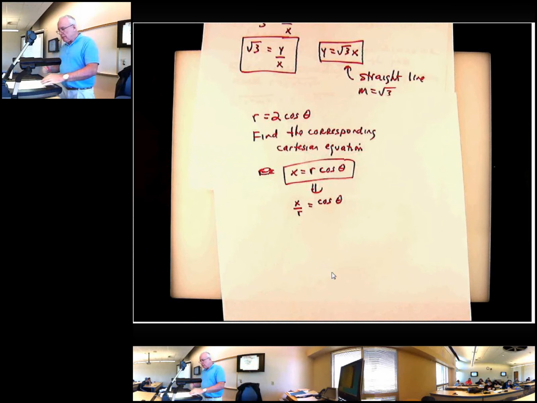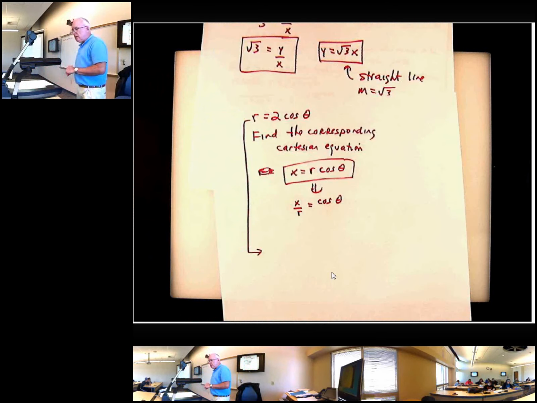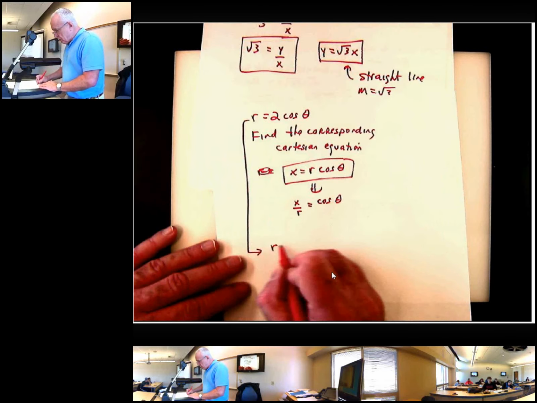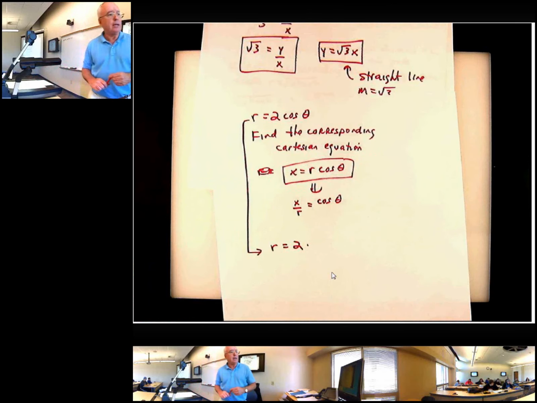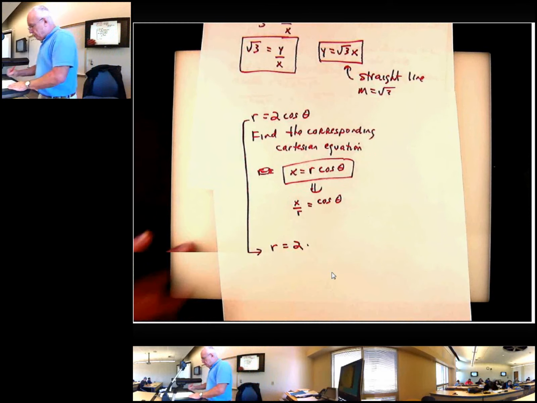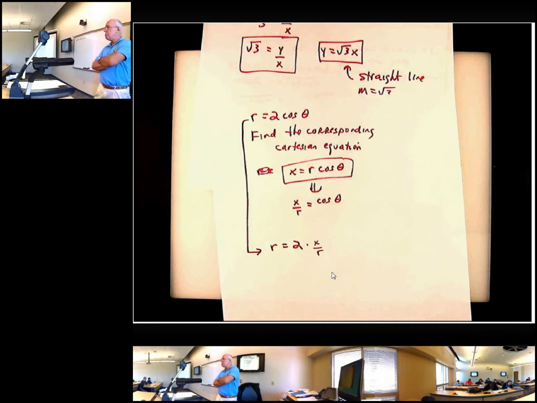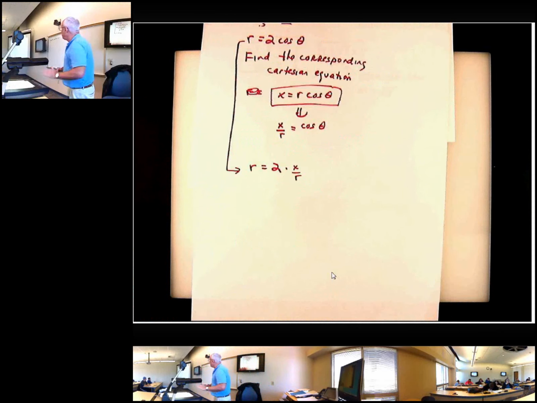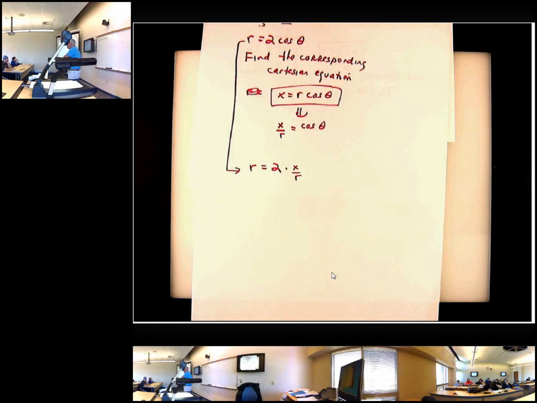All right, well, let's take what we have. We have r equals 2 cosine of theta. So I'm going to put that as r equals 2, and now, instead of the cosine of theta, I'm just going to put my new representation of it, which is x over r. Like that. Now, does anybody have an idea of where I can go from here?